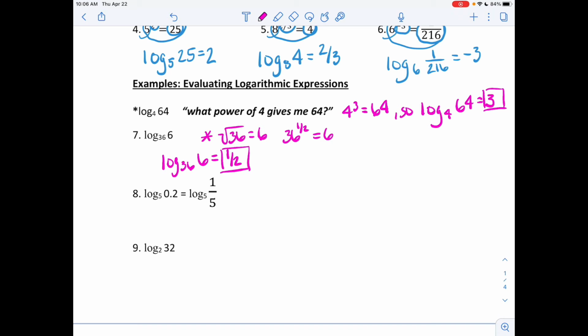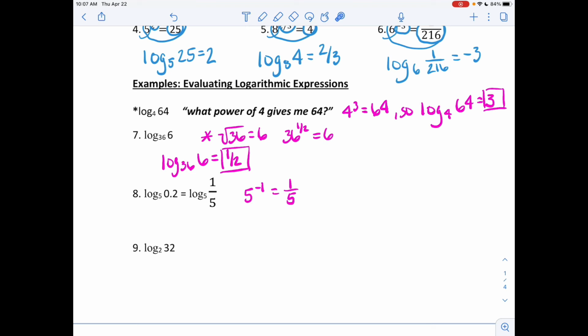Now let's think about this one. We have log base 5 of 0.2. Well, 0.2 written as a fraction is 1/5. So let's think about that for a second. If we have 5 and we raise it to the -1 power, that's equal to 1/5. Remember, anytime that you have a negative exponent, it puts it on the other side of a fraction. So if we were on top, now we're on bottom.